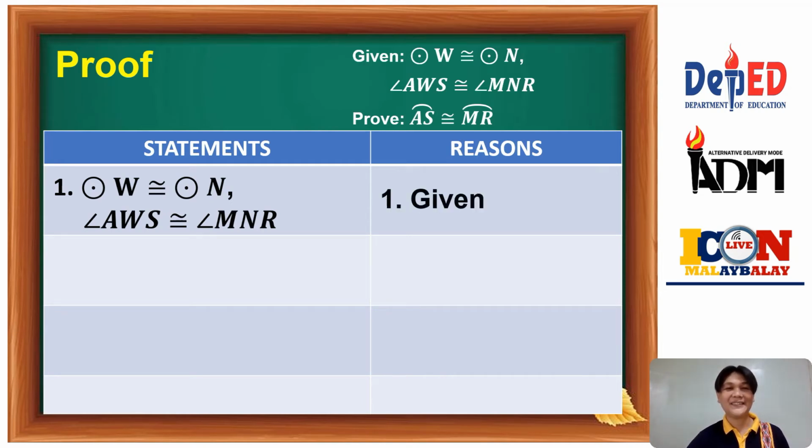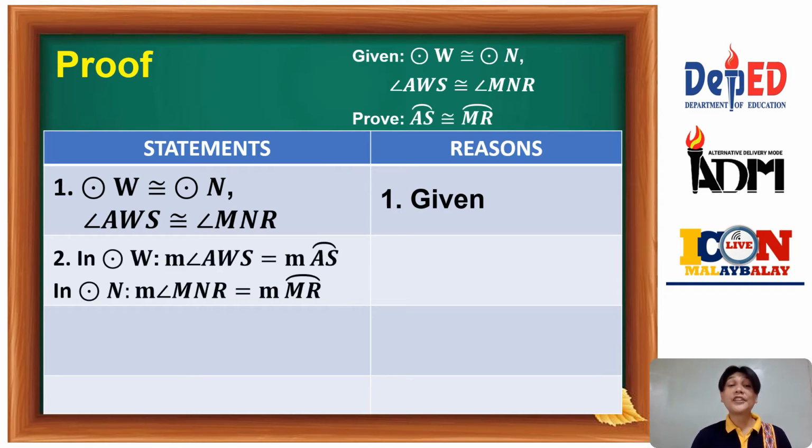and the reason for this is the given. For our statement number 2, in circle W, the measure of angle AWS is equal to the measure of arc AS. And in circle N, the measure of angle MNR is equal to the measure of arc MR. Do you know or can you still remember the term we discussed? Of course, it's the definition 1. The degree measure of the central angle is equal to the degree measure of its intercepted arc.